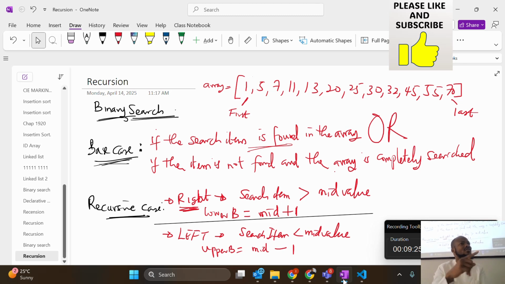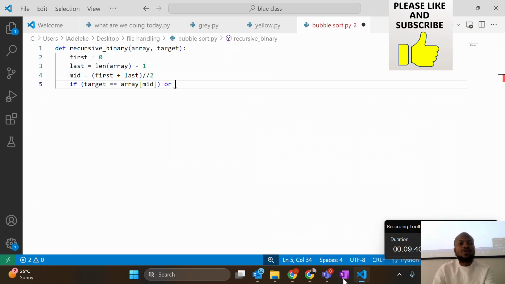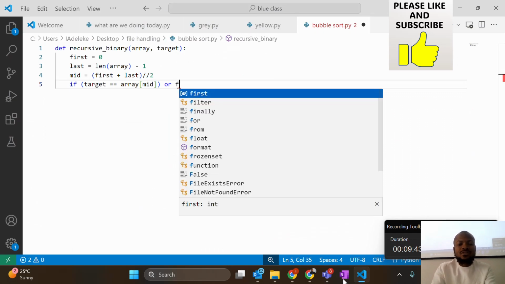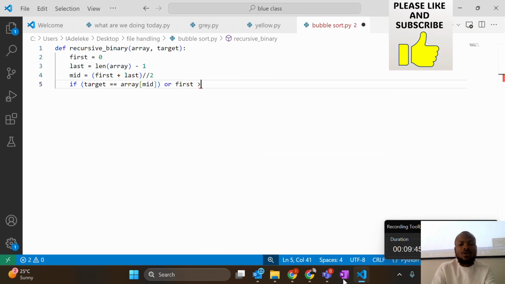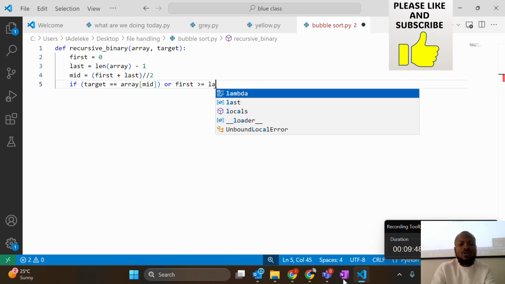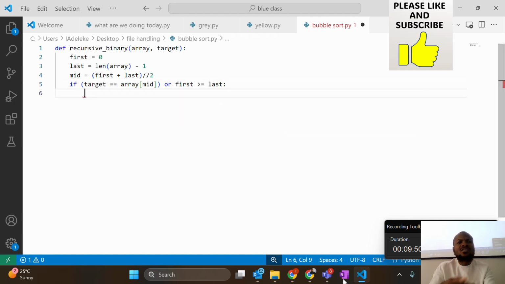Because in the iteration, the condition is when you keep finding. But here is when you stop finding. When you keep finding iteration is when it's less than or equal to, right? But here, when you stop finding should be what? Should be greater than. Is that understood? So that should be first is greater than or equal to what? Is equal to last. So do you know that if I write equal to last, it's still the same thing? It means it can never be greater than last. It will always be equal to last. So whether I write greater than or equal to last is still fine.